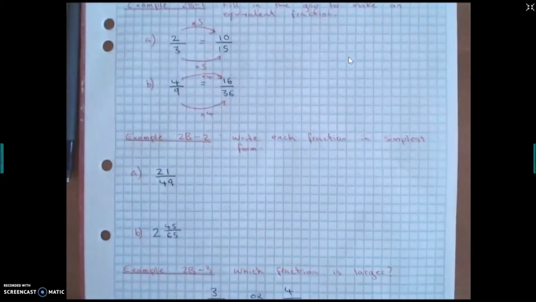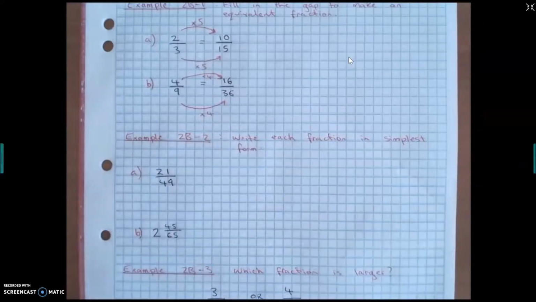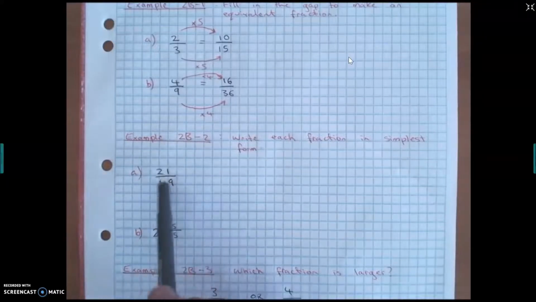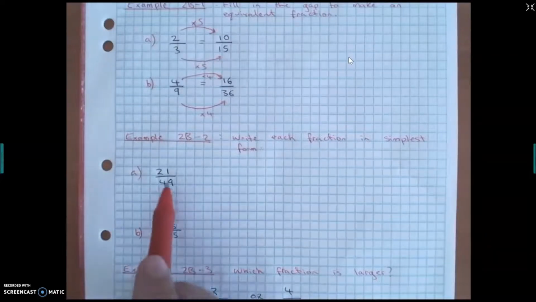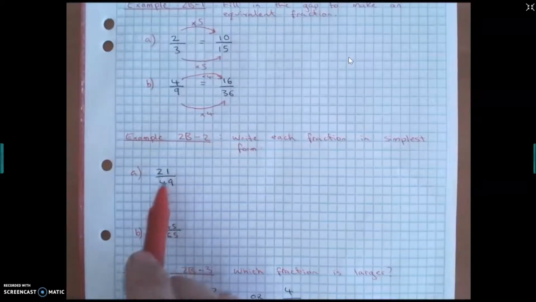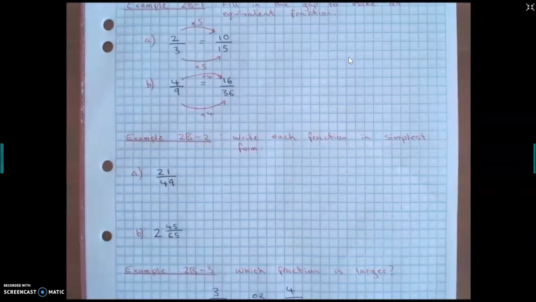Okay, now example 2b2, they would like us to write each of the following fractions in simplest form. So this is going to be the opposite process. I'm looking for the highest common factor of these two numbers that I can divide both the numerator and denominator by to cancel out and give me the equivalent fraction in simplest form. So again, knowing your times tables is going to be useful here because I know that 7 is a factor of both 21 and 49. I can divide top and bottom by 7.